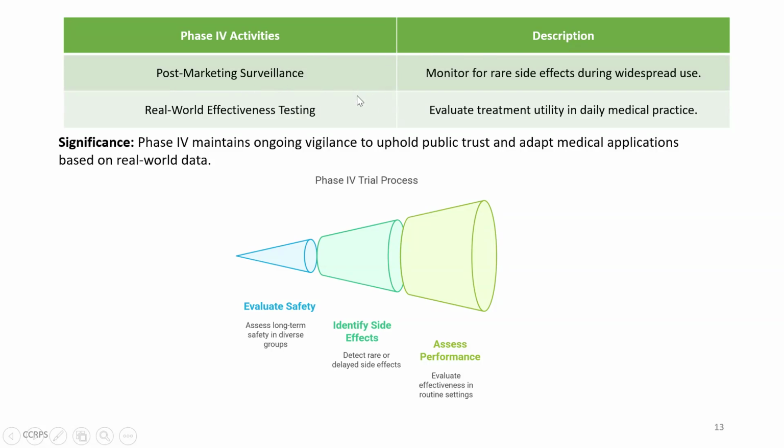Post-marketing surveillance: monitor for rare side effects during widespread use. Real-world effectiveness testing: evaluate treatment utility in daily medical practice. Significance here: phase 4 maintains ongoing vigilance to uphold public trust and adapt medical applications based on real-world data. And here is a diagram on the phase 4 trial process.